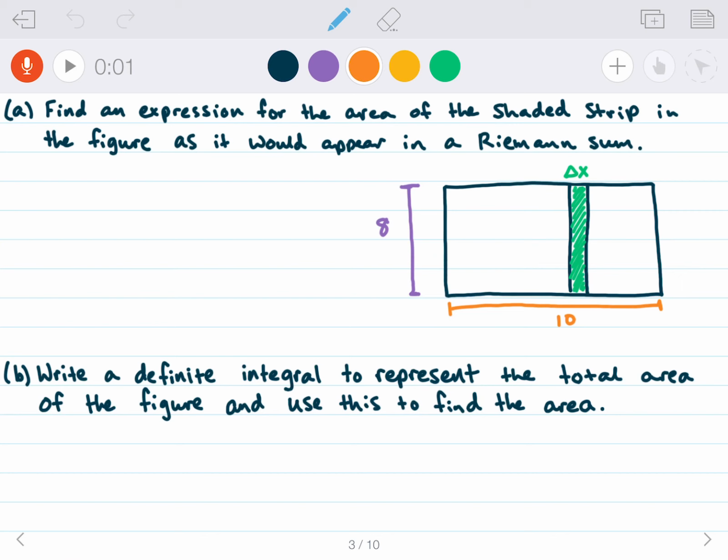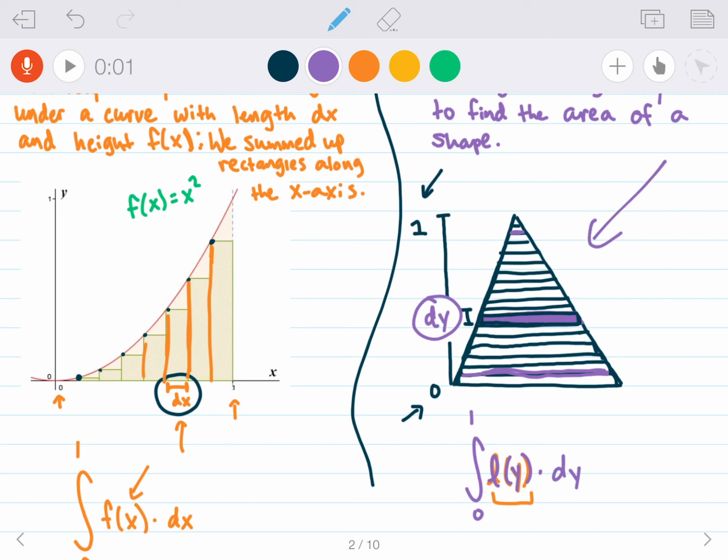So the area of the strip, well, it's a rectangle, right? The area of a rectangle is length times width. In this case, we have a width of delta x and a height of 8, right? That's what this tells us, that this thing has a height of 8. But how is this shape different from this shape? How are these different? Well, they're different because in this shape, the height is changing.